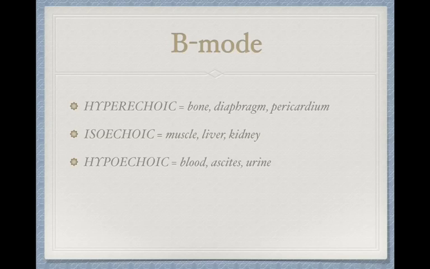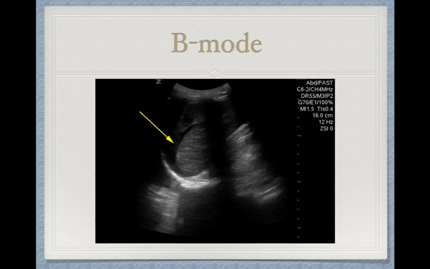So those are things like bone, diaphragm, pericardium. Whereas on the contrary, hypoechoic are very highly absorbing matter, and that's going to include things like blood, ascites, urine, and those are going to show up black on the screen. And then isoechoic is going to be somewhere in the middle, and that's typically your muscle, liver, kidney tissue, sort of more on the gray scale of things.